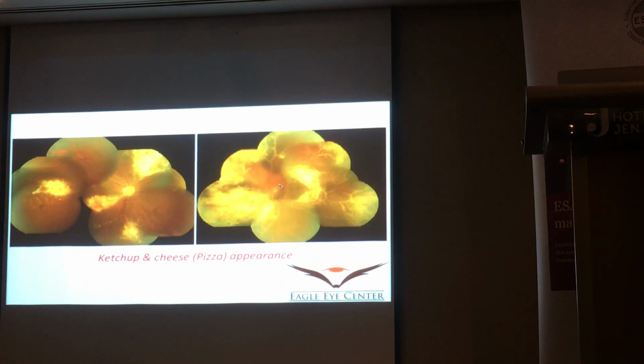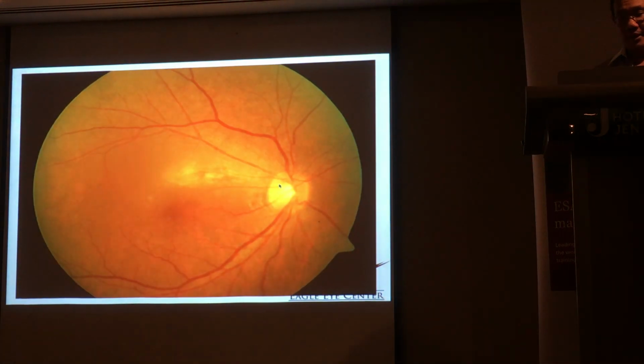Again, more ketchup and cheese. This is a patient with bilateral disease. This is starting to affect the macula, so the vision will drop. And these big lesions over here can be in the periphery, but the macula hasn't been involved yet. Surprisingly, sometimes the vision still can be quite good. It doesn't have to be always so obvious.